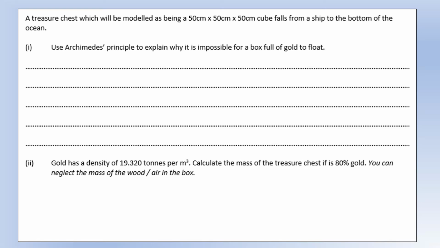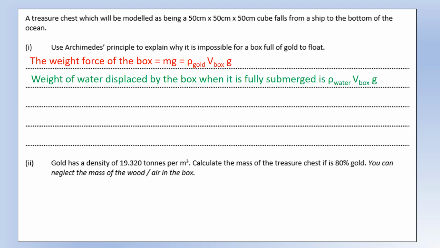So the first task is to use Archimedes Principle to explain why it is impossible for a box full of gold to float. First, we're going to generate an expression for the weight force of the box, which would be mg. But instead of the mass, we're going to put the density of gold times the volume of the box. Then we're going to generate an expression for the weight of water the box would displace. It's going to be very similar, except it's going to have the density of water instead of density of gold. And that's the key.